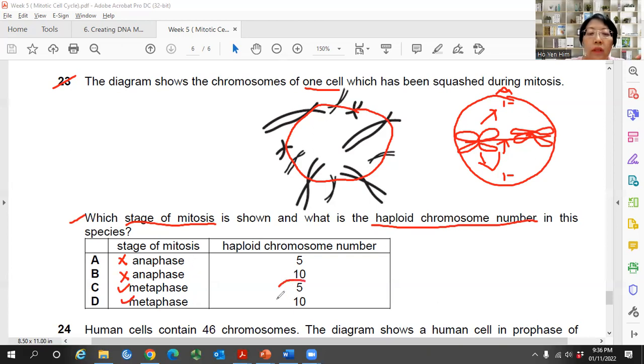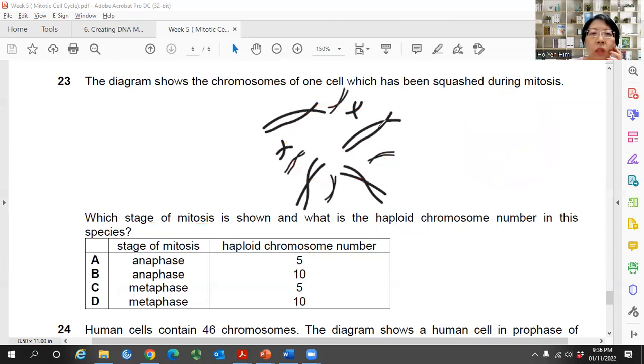So the next thing to look for is, is it 5 or 10? Did they mention anything? No, they did not mention anything. So let's look at it. 5 or 10. So this one is during metaphase. Altogether, we got 1, 2, 3, 4, 5, 6, 7, 8, 9, 10 chromosomes, right? 10 chromosomes means 2n equals 10. Okay, so haploid means n. If 2n equals 10, n must be equal to 5, isn't it?